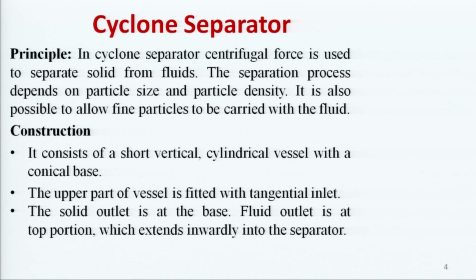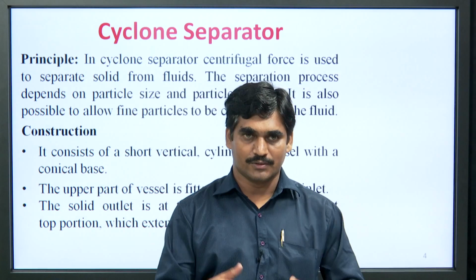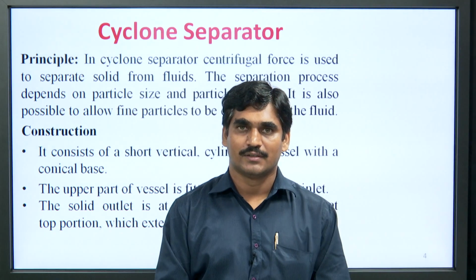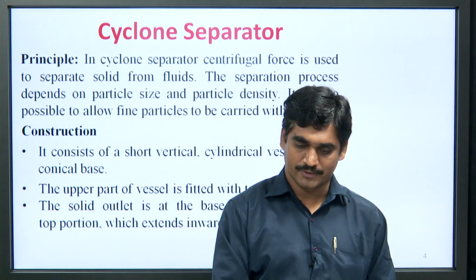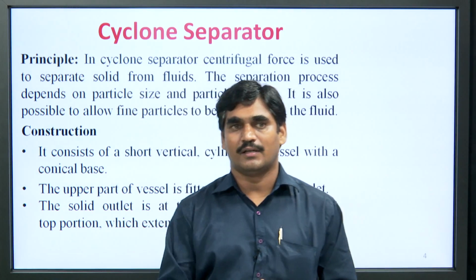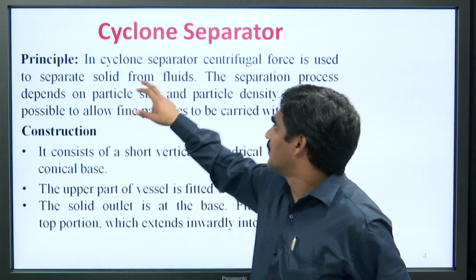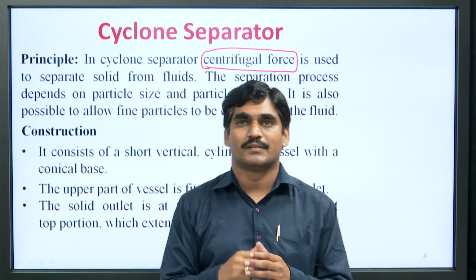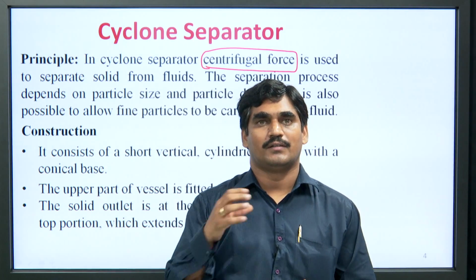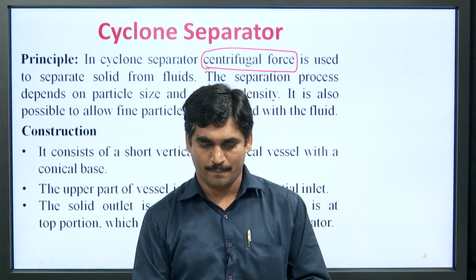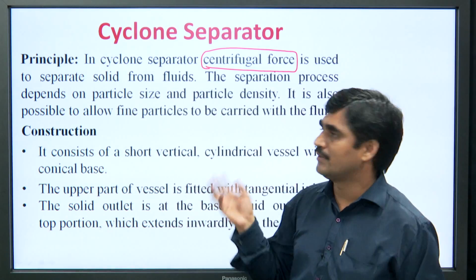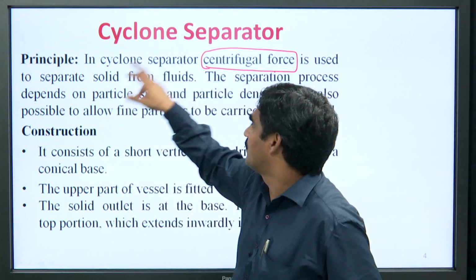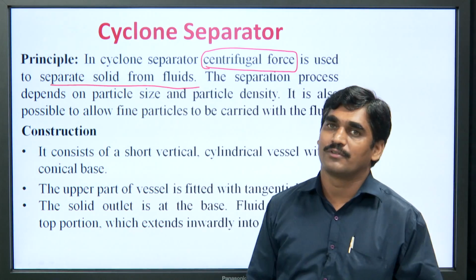Next apparatus comes cyclone separator. It is another type of apparatus which is used for the separation, for the size separation process. In cyclone separator, as I have previously explained, the mechanism of action is centrifugal force. That means, in this case centrifugal force is used for separating the particles. So, this is the principle behind size separation in cyclone separator. This centrifugal force is used to separate solid from fluids.